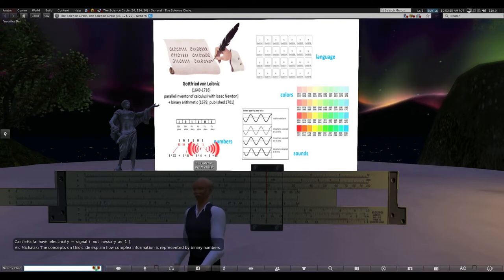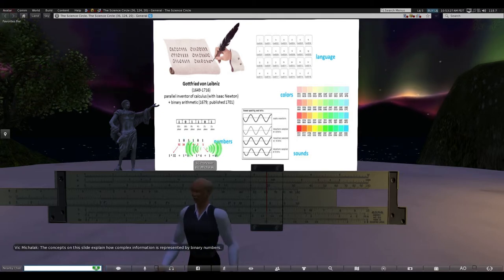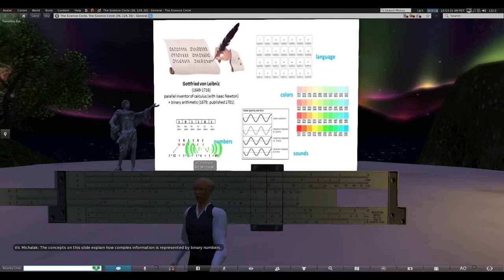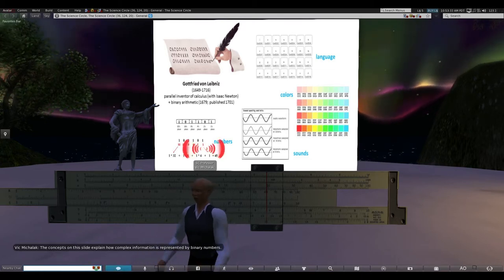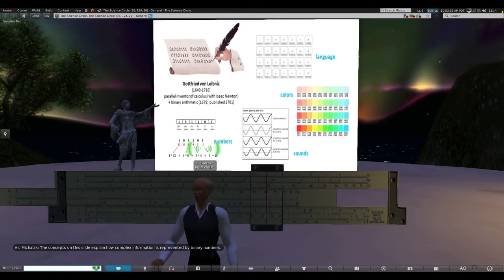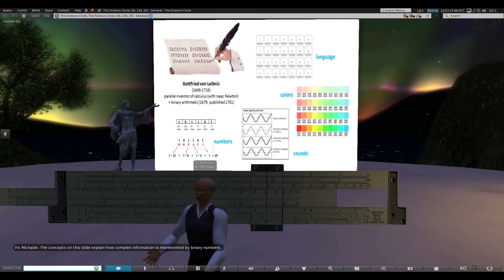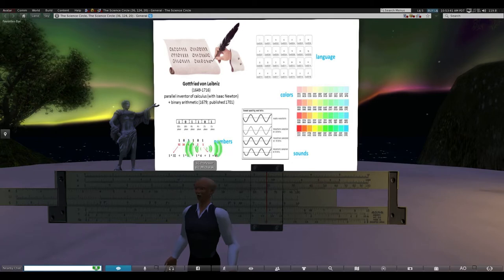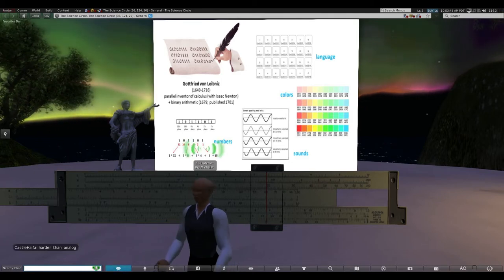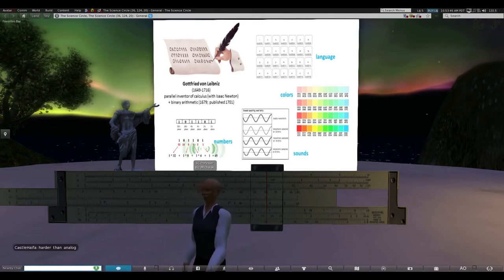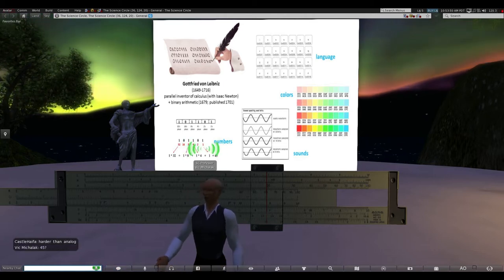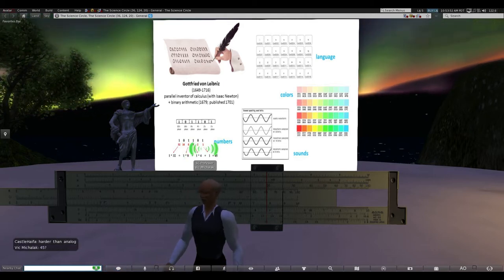But this slide is also showing you that just the simple idea of ones and zeros can represent very complex information. So how does that work? Let's take a look real quick. If you look at the slide, you'll see on the bottom left, see if you can follow this: when we say 45, what do we mean?